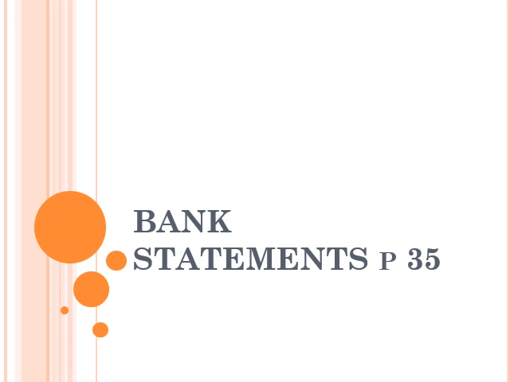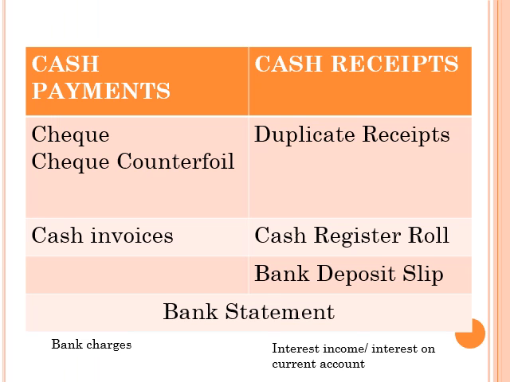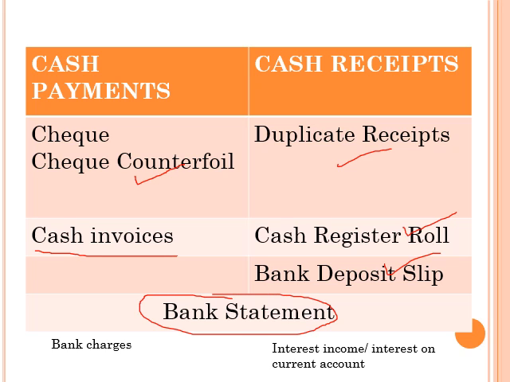We now move on to bank statements. So remember in the beginning, we had this nice little table of all the different types of documents we have for receipts and for payments. Just to recap the ones we have done: checks and check counterfoils, receipts and duplicate receipts, the cash register roll, the bank deposit slip. Cash invoices we'll do after this, but they're very quick, and now we are talking about the bank statement.